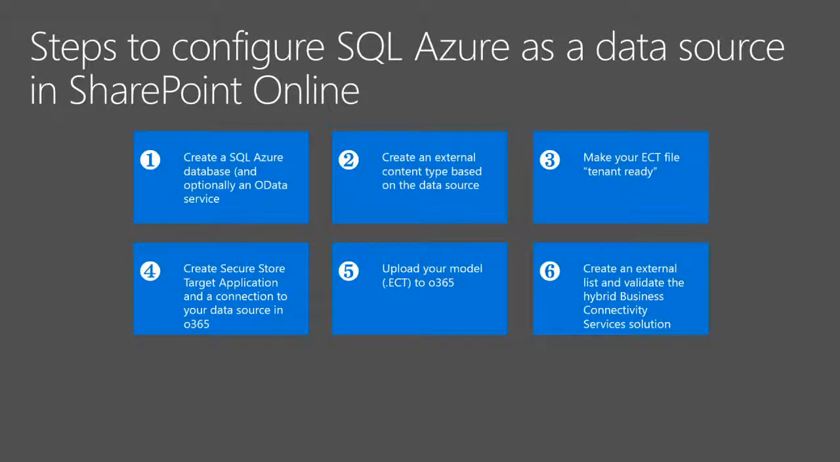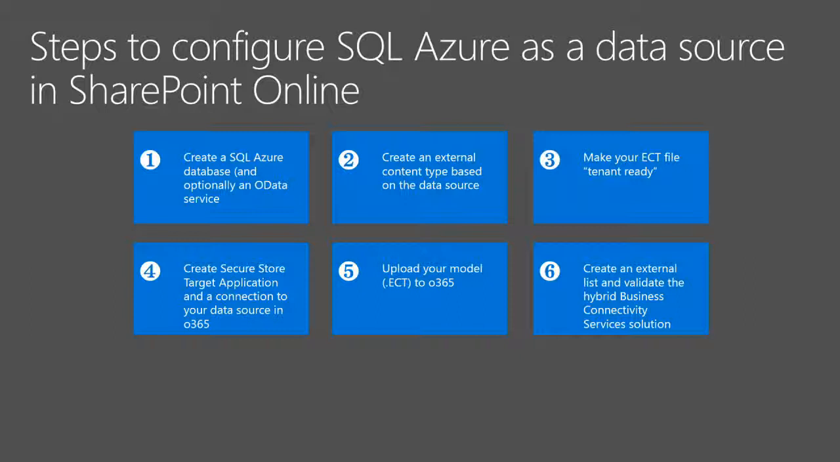very straightforward, a lot of it's the same, right? So what we showed you before in terms of configuration, we go the same way. We create our SQL Azure database. We create an OData service on top of that. We then create our external content type, just in the same way Sam showed you, and we make that external content type tenant ready.